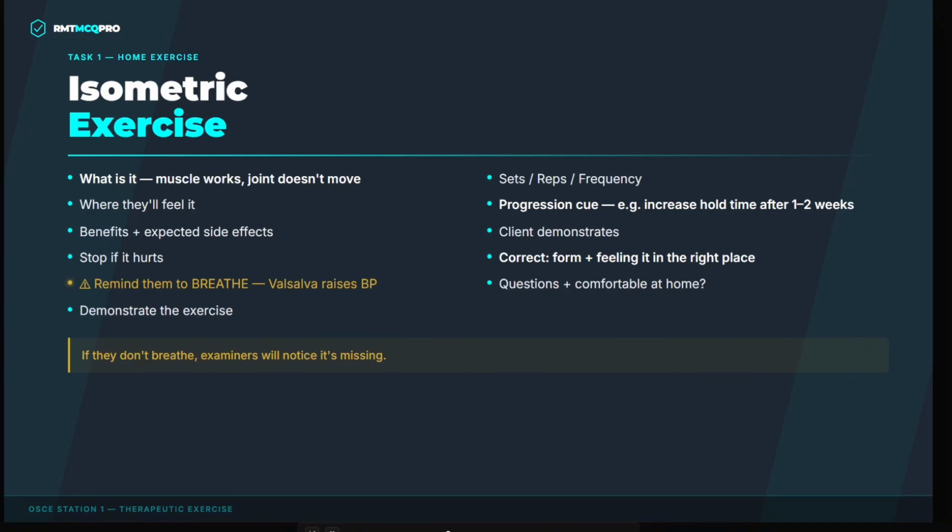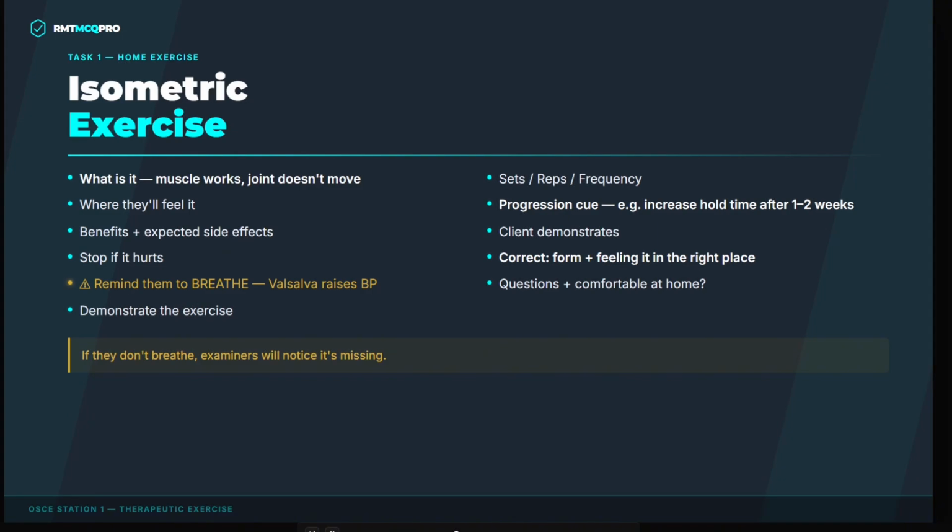One thing students forget here is to remind their clients to breathe. Holding your breath during an isometric contraction raises blood pressure and is something examiners will notice if it's missing and you don't address it. Demonstrate the exercise yourself. Give them the frequency, the sets, the reps that you want them to follow at home. It's also worth giving a brief progression cue, something like, if this starts to feel easy after a week or 2, you can increase the hold time or add some light resistance. This shows the examiner that you understand the rehabilitation process and not just a single exercise.